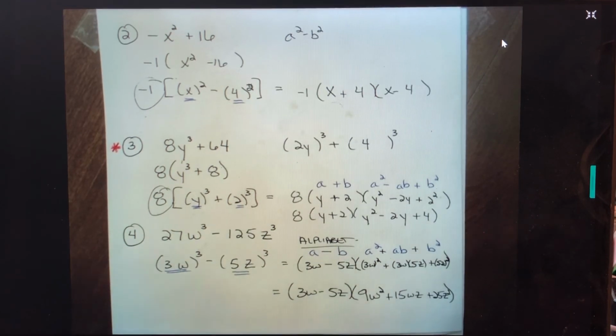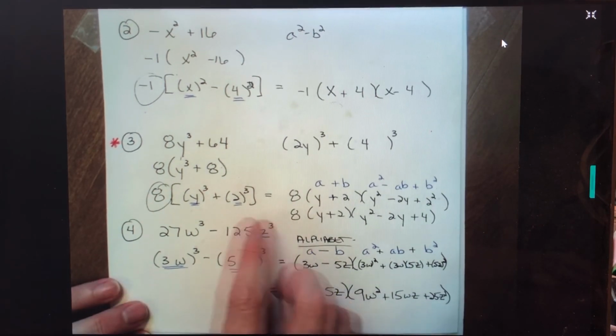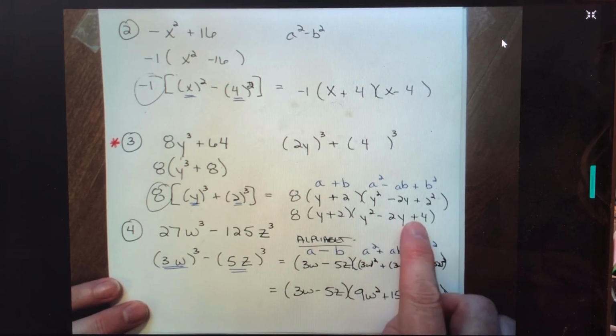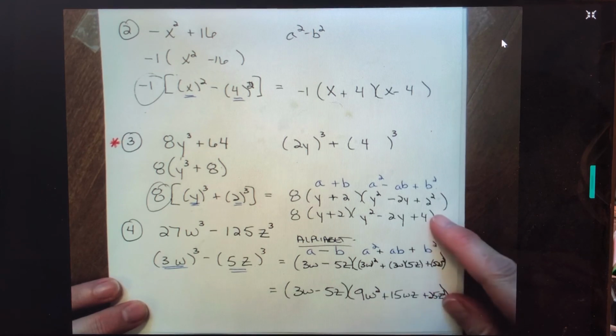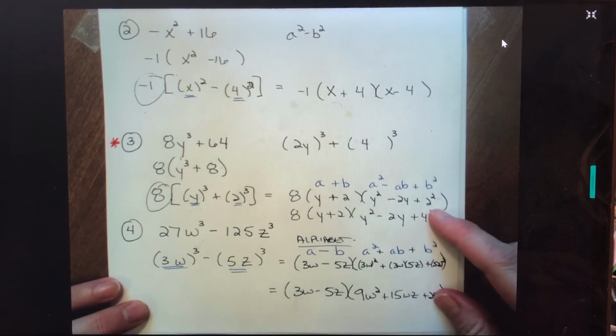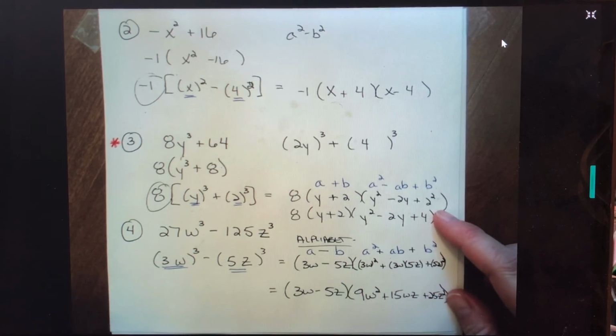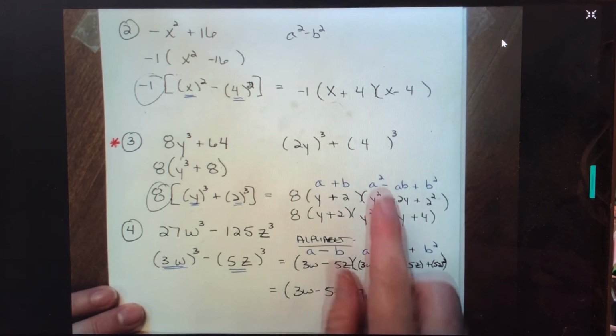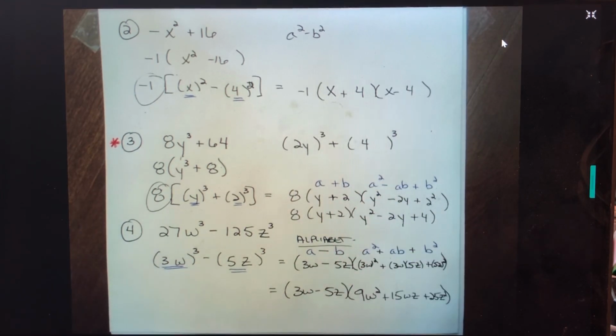Now I do want to point out, when you factor sum of cubes and difference of cubes, you do end up with these trinomials over here, and they do not break down. These are actually trinomials that are prime. They don't break down, and so you don't even need to attempt. If these trinomials broke down further, we would have built it into the formula. They don't, and so we don't do it that way.